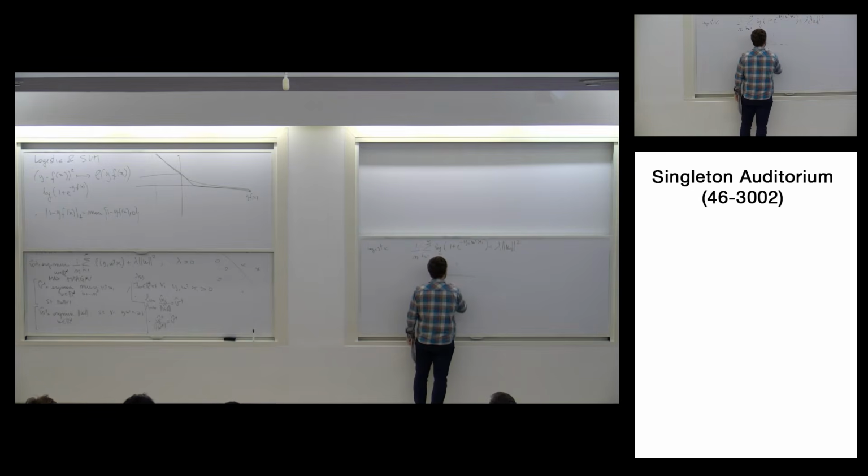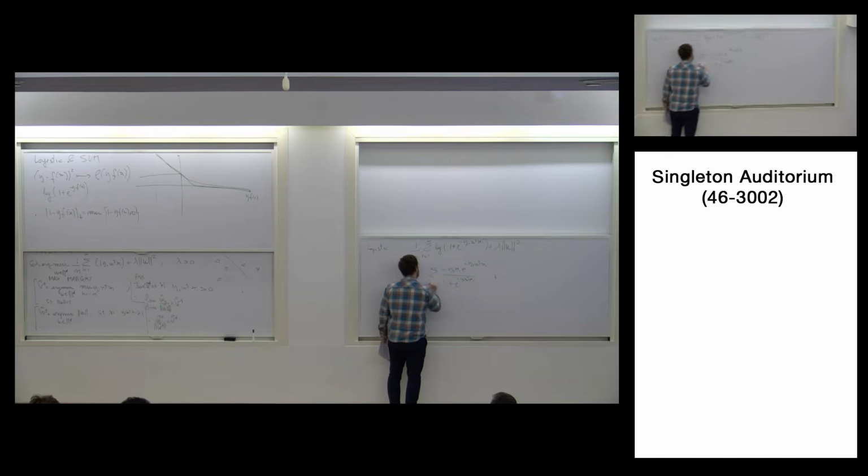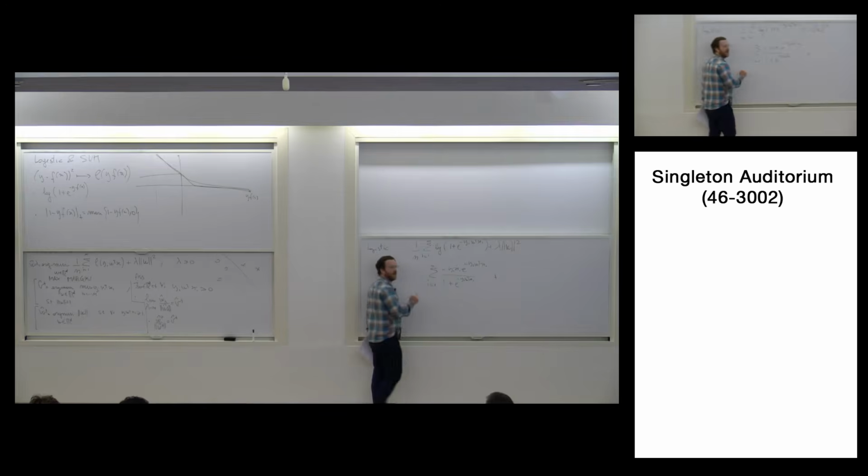So we get 1 over 1 plus e to the minus y w transpose x_i, then we get the minus y_i x_i, and then e to the minus y_i w transpose x_i. So we use the chain rule and some rules for derivatives.